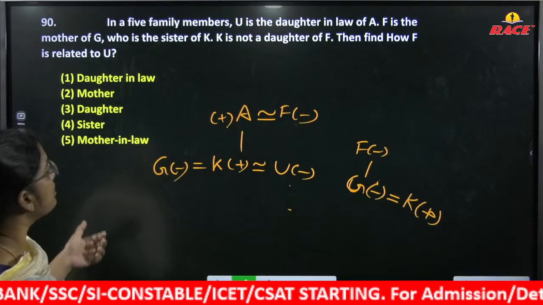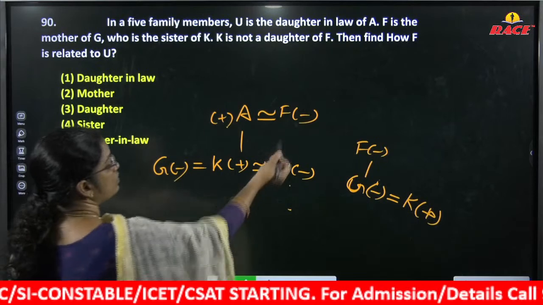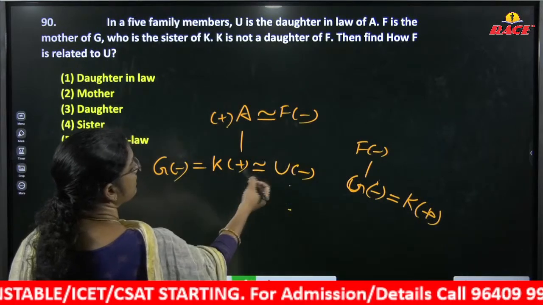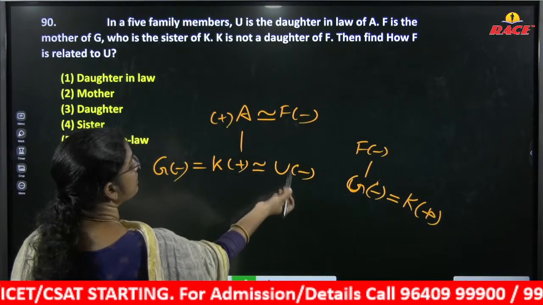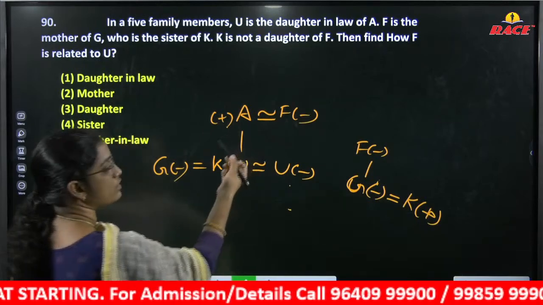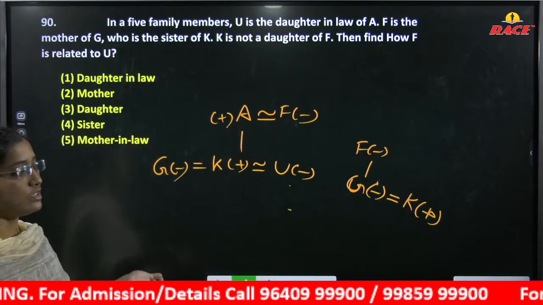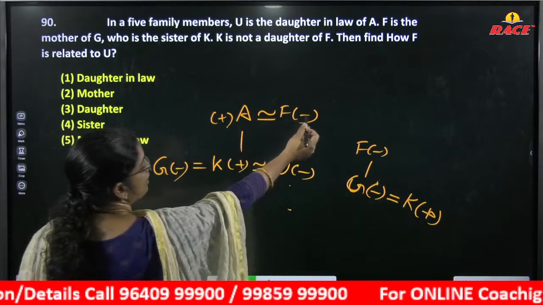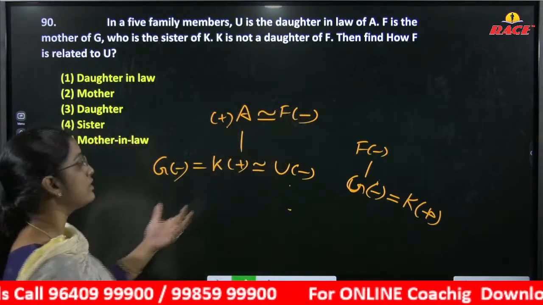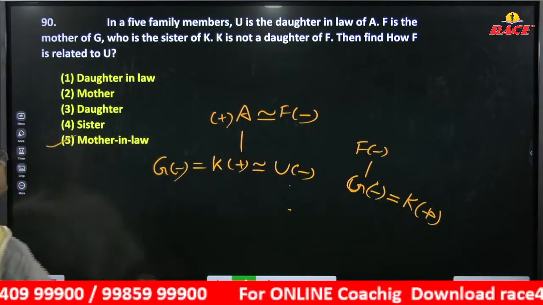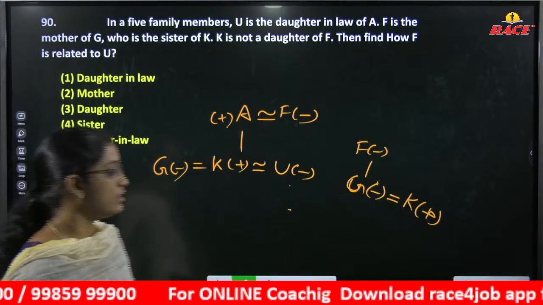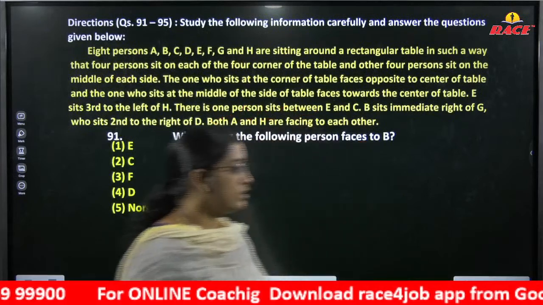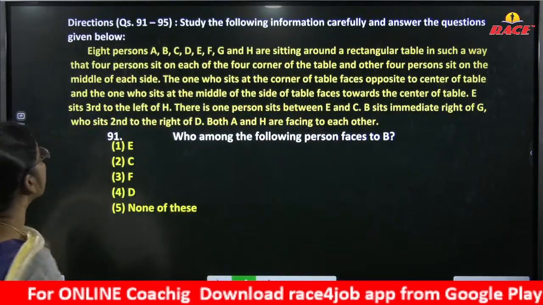So our question is how F is related to you. F is the son's wife's... that means you's husband's father. Husband's father means spouse's father, sorry, spouse's mother. Here we have a female person, so spouse's mother is mother-in-law. So our answer is mother-in-law. Okay, then move to our next question.